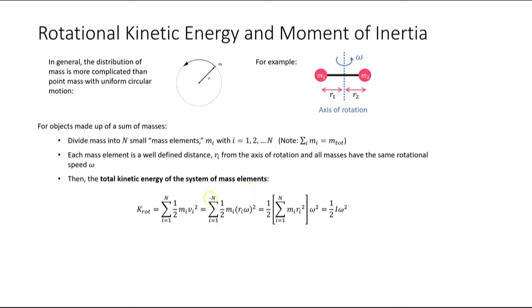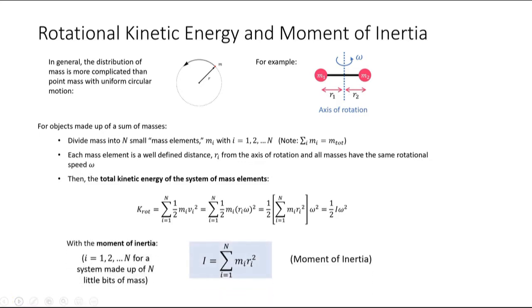And then inside this sum, I have a factor of 1/2 in each term in my sum. I'll also have a factor of omega squared in each term inside the sum. And so that means that I can pull those two things outside of my sum. And what I'm left with is 1/2 multiplied by the sum over all of our little bits of mass that we've broken our object up into. So those masses multiplied by their distance from the axis of rotation squared, and then we multiply that whole thing by omega squared. Okay, and so then it turns out that that term in the square brackets there is what we call the moment of inertia I.